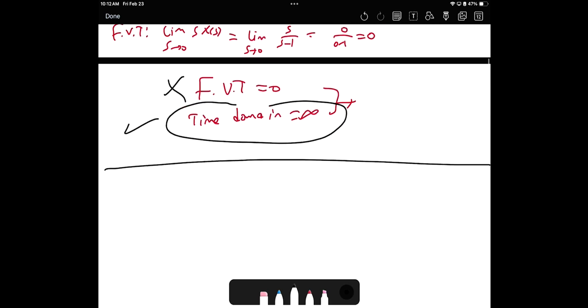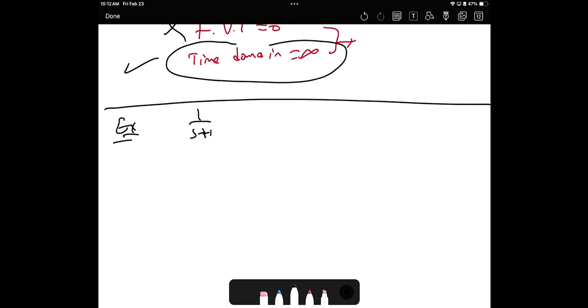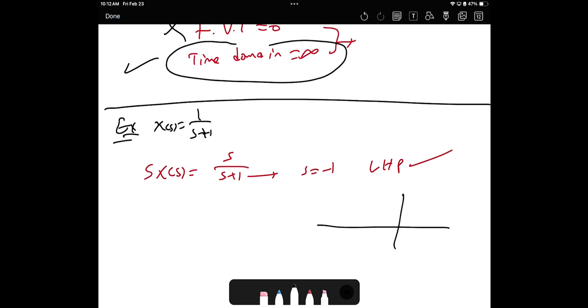Let's do another example. Say we have 1 over s plus 1, and we need to apply the final value theorem. This is X of s. Then s X of s equals s over s plus 1. The pole here is s equals negative 1. This is in the left half plane, so the final value theorem will be correct.